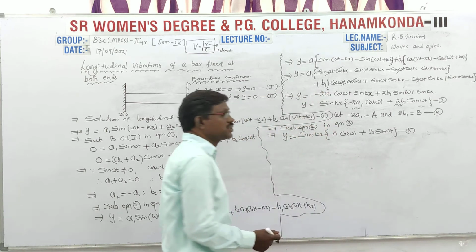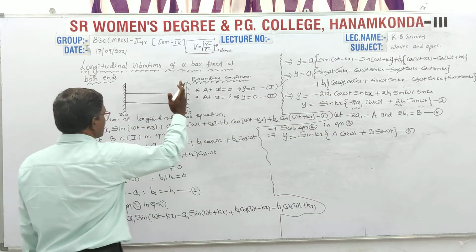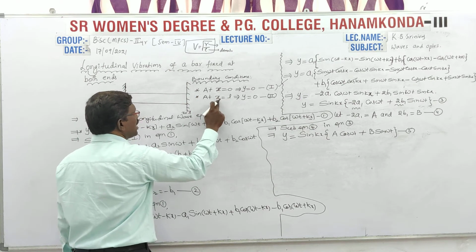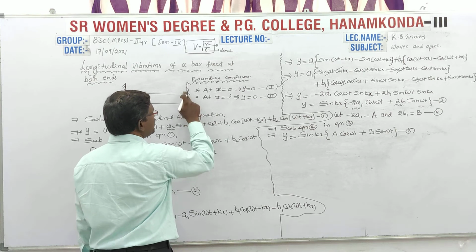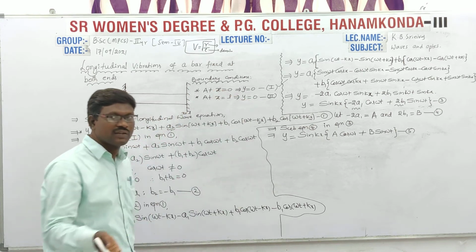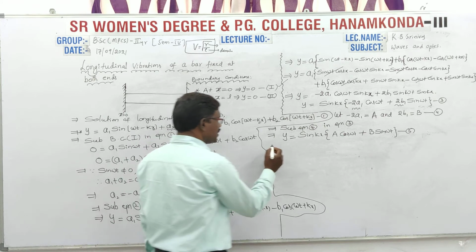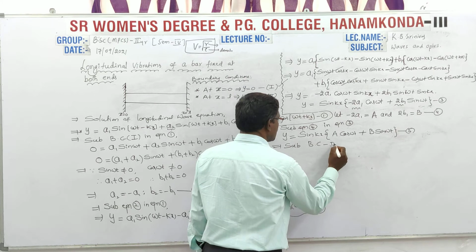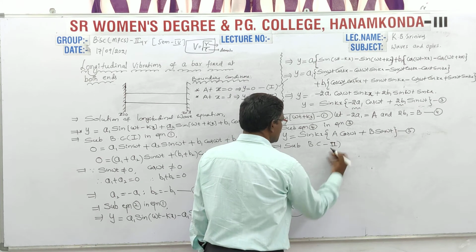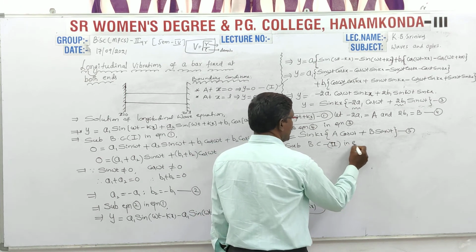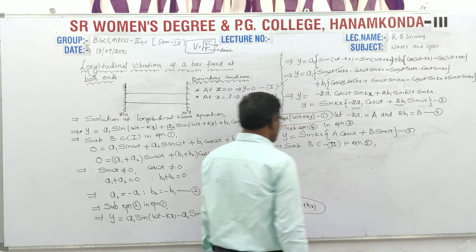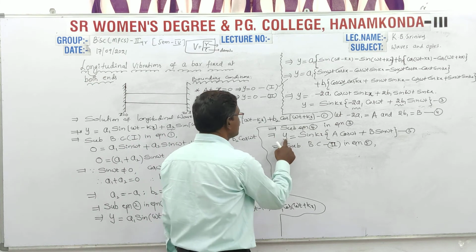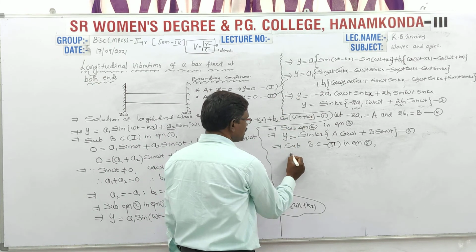Now here I am going to use the second boundary condition. This is the second boundary. So what is the condition for this boundary? At x is equal to L, the displacement of the bar is also equal to 0 because it is already fixed. So simply I am substituting boundary condition 2 in equation 5. See equation 5 carefully. Simply here I am replacing y by 0.